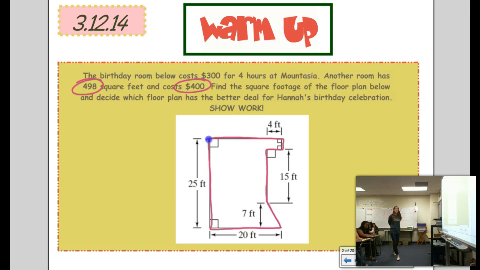So you need to find the area of that shape. Find the area, and then you'll be able to decide which one is the better deal.